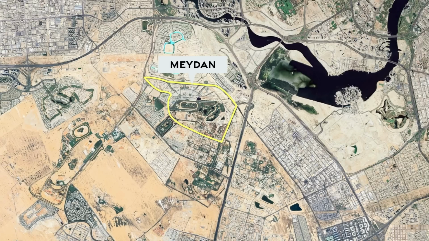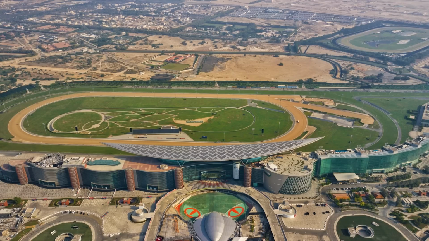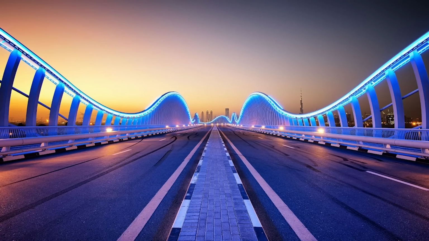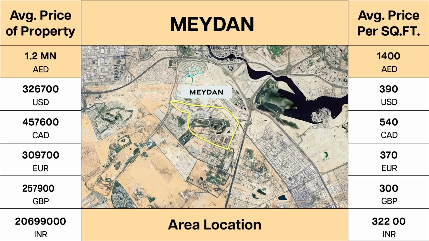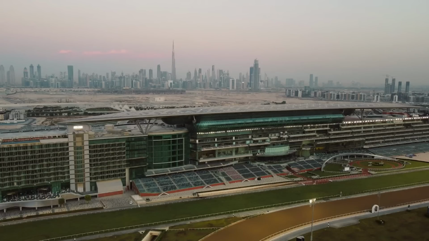Meydan is the area where the Meydan Racecourse, the Meydan Hotel, a couple of high-end nightclubs and the infamous Meydan Bridge, which is a popular Instagram spot, are. It features some low-rise apartment buildings by different developers with an average price per square foot of 1400 and views towards the Downtown Dubai skyline.